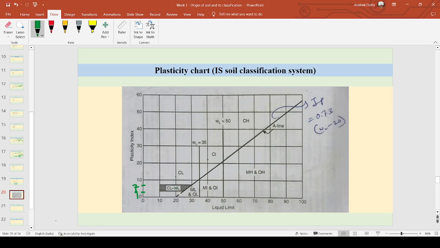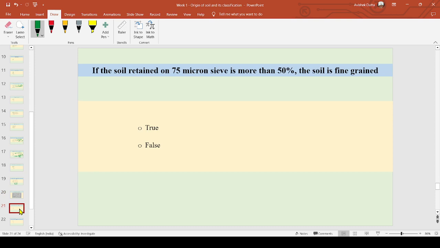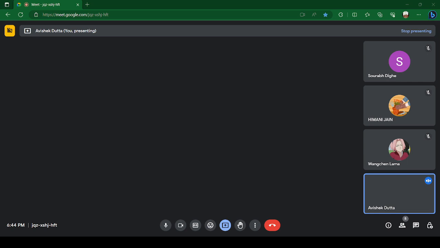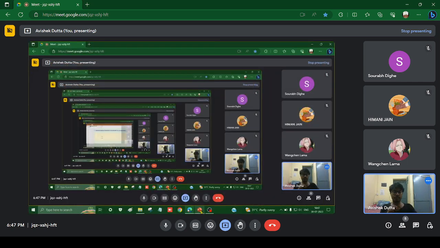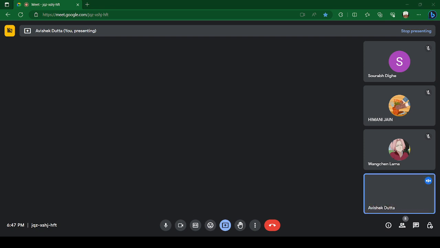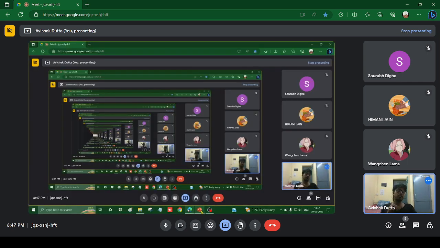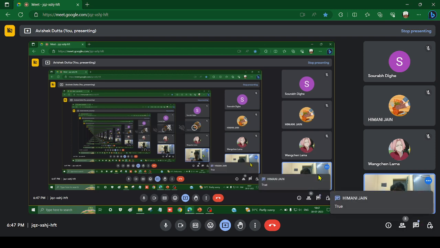All right. Next question. If a soil retained on 75 micron sieve is more than 50%, the soil is fine grained. Is it true or false? Now you tell me this answer. Soil retained on 75 micron sieve, it is more than 50%. The soil is fine grained or coarse grained? True or false? Yes. Raise your hand. Who raised their hand? Himani. True.